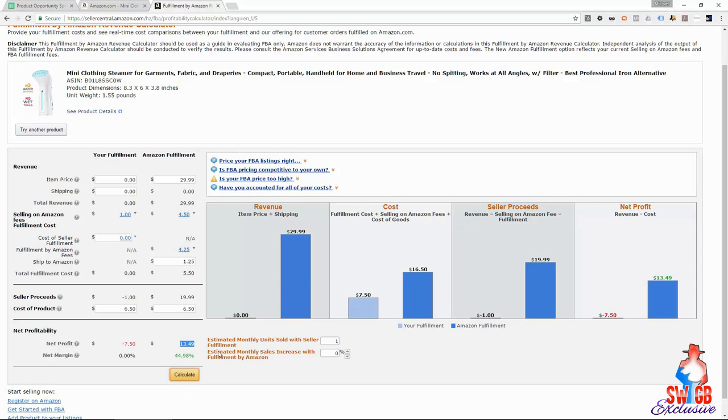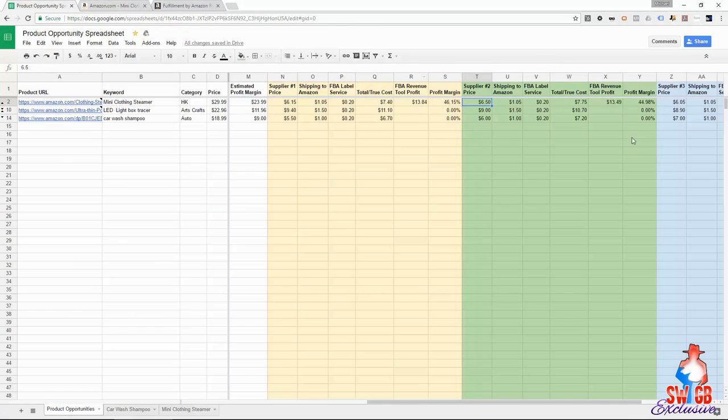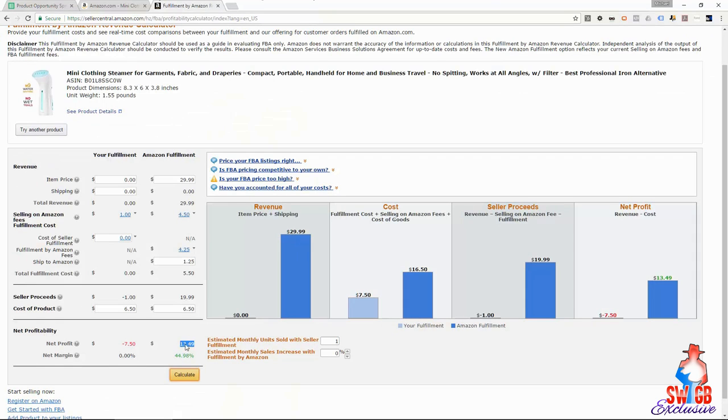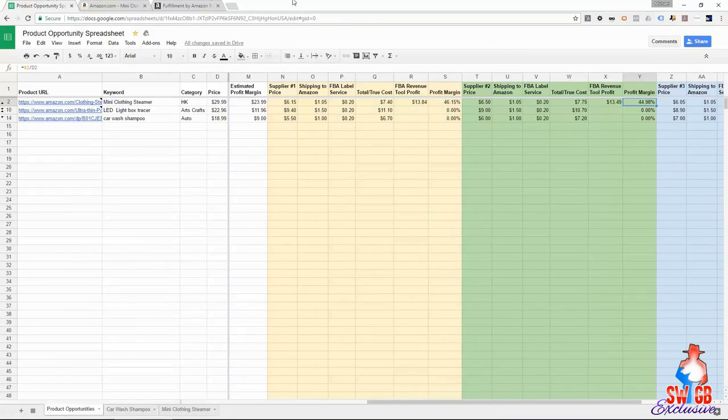So our profit is $13.49. Looks like I already have that over there, $13.49, for a profit margin of 44.98%. It's matching up right there. And the only thing I'm doing with these profit margins is I am, again, dividing the profit number over the price, and that gives us the profit margin.